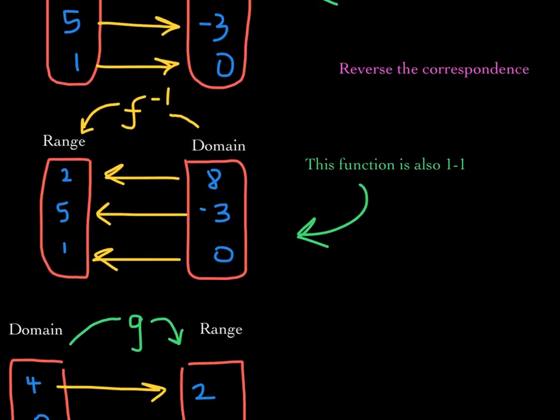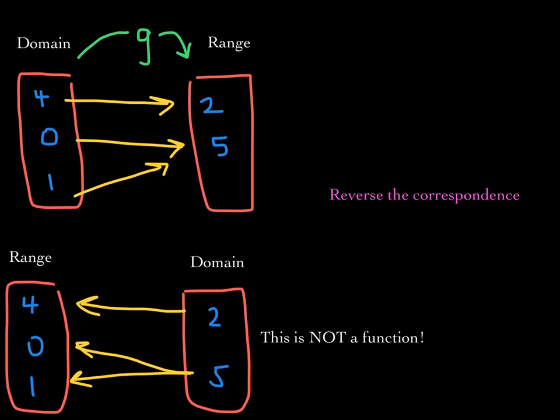But when we go to function g, now this is a function, don't get me wrong, it is a function, but it's not one-to-one because different inputs have the same output. So we say this function is not one-to-one, and that's exactly the reason why when we reverse the correspondence, we ended up with something that was not a function.